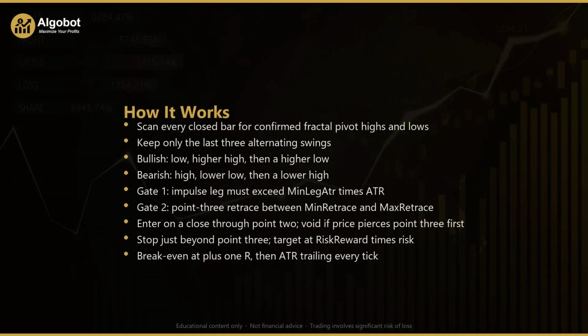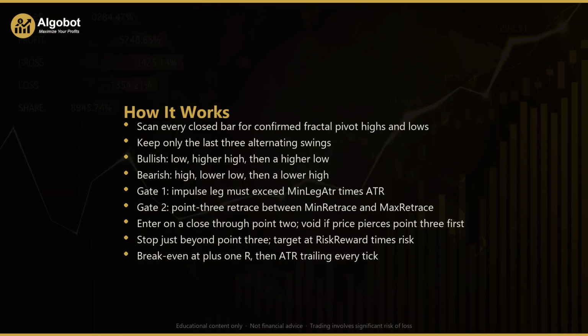Let's walk through the mechanics step by step. First, the EA continuously scans for swing pivots using those symmetric fractal points. Each time a new bar closes, it checks whether the bar a fixed distance back has become confirmed as a pivot high or a pivot low, and it keeps a running list of only the most recent alternating swings. Once it has 3 alternating pivots, it tests them for a valid 1-2-3. For a bullish setup, it needs a swing low, then a swing high, then a higher swing low that stays above the first low. For a bearish setup, it needs a swing high, then a swing low, then a lower swing high that stays below the first high.